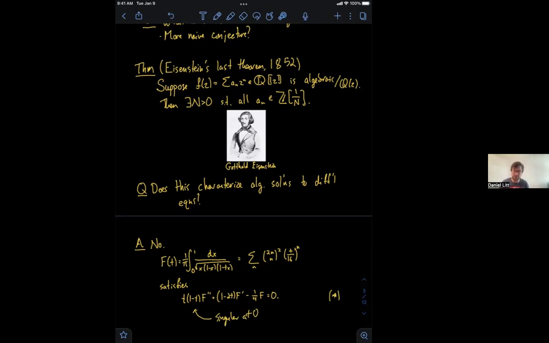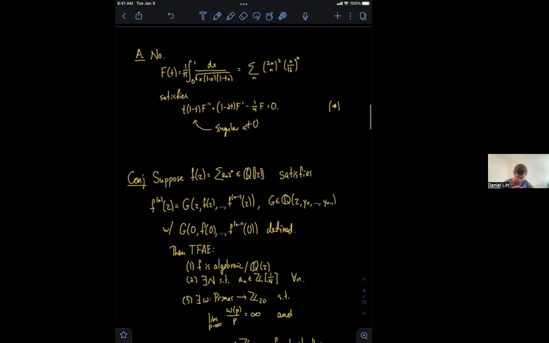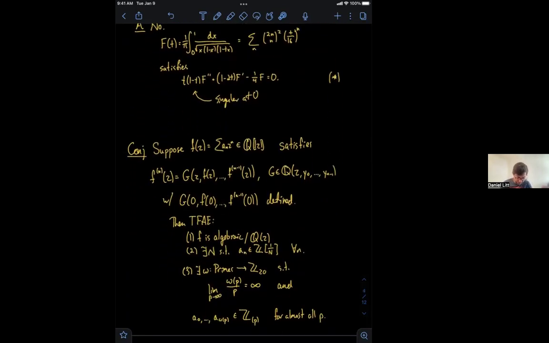So I'll give a rigorous statement in a second, but are there any questions before I do so? Okay, so here's a concrete version of a rigorous statement. It's a bit long, but you can ignore this condition 3 for now. I'll talk about it in a second. Okay, so here's what the conjecture says.